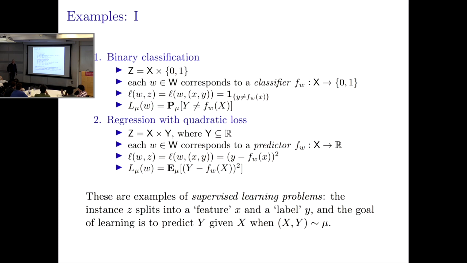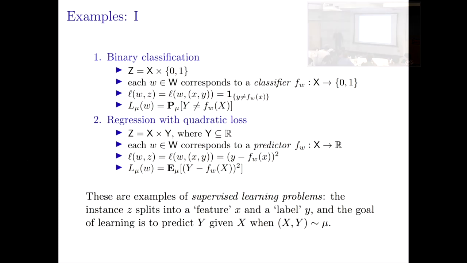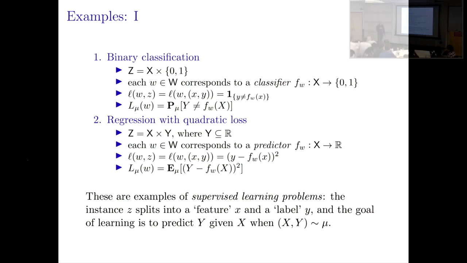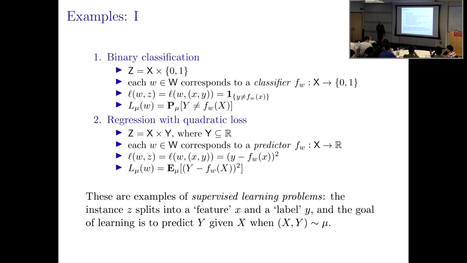And supervision here comes from the fact that your instance Z naturally splits into a pair, X, Y, where X is something that at execution time, or at test time as it's called, you'll get to observe. And Y is something that's hidden. Once you've chosen this W, you never get to see the Y, you see X. And then you need to come up with your own guess for what Y is. There's a true Y that sits out there somewhere. And during training, supervision comes from the fact that somebody has helpfully provided you samples of X's and Y's. So supervised learning is a prediction problem.